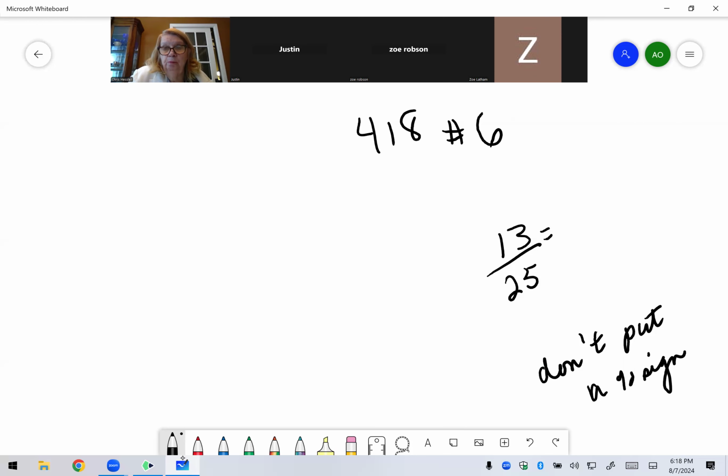Yeah, they'll tell you which they want. If they want the percent, they'll say percent. If they want the decimal, they'll tell you to put the decimal in. So here we just divide this and we would get 52, because they already have the percent in the problem.